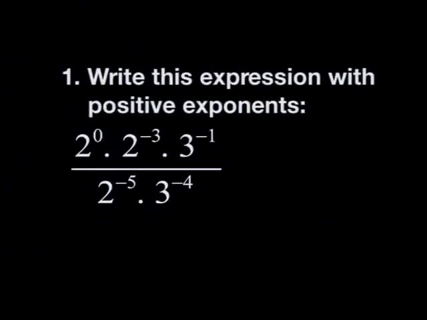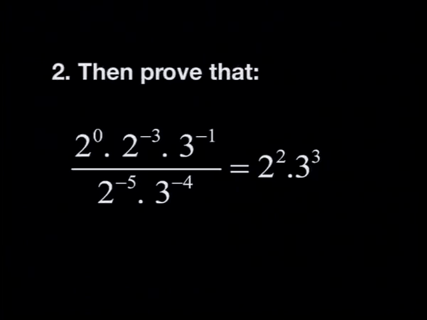Are you ready to check whether you are on track with exponents? Can you convert numbers with negative exponents to numbers with positive exponents? Can you use 1 equals to a to the power of 0? Here's a task for you. Write this expression with positive exponents. 2 to the power of 0 times 2 to the power minus 3 times 3 to the power minus 1, all divided by 2 to the minus 5 times 3 to the power minus 4. Then prove that that will be equals to 2 to the power of 2 times 3 to the power of 3.